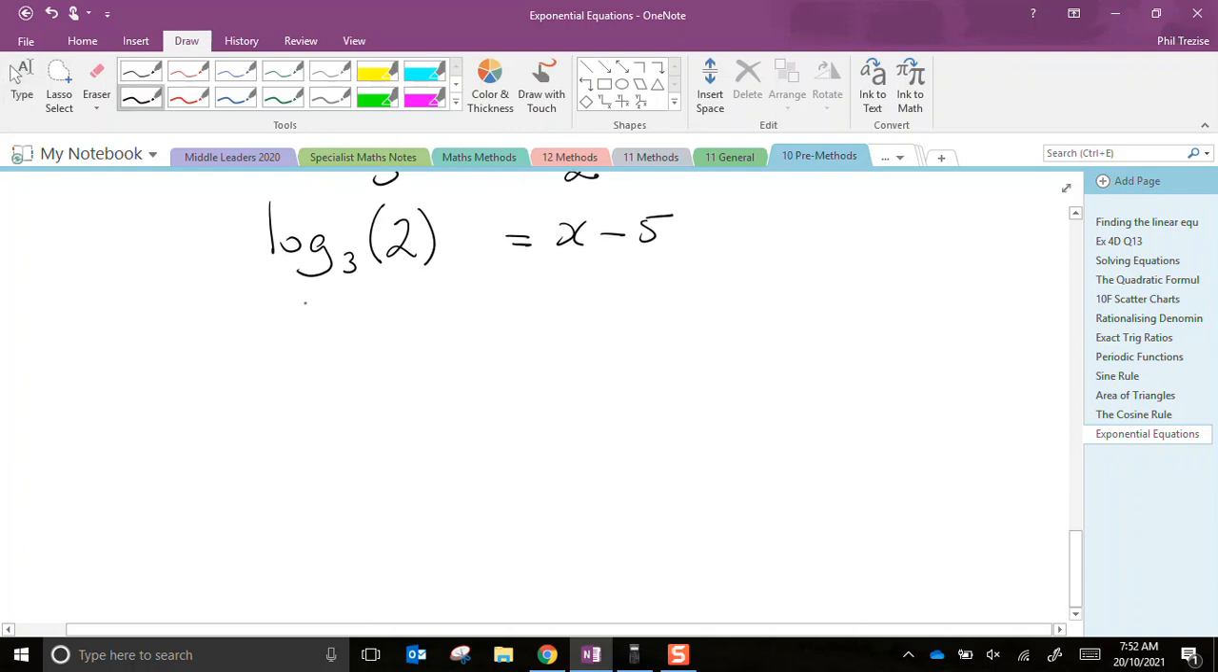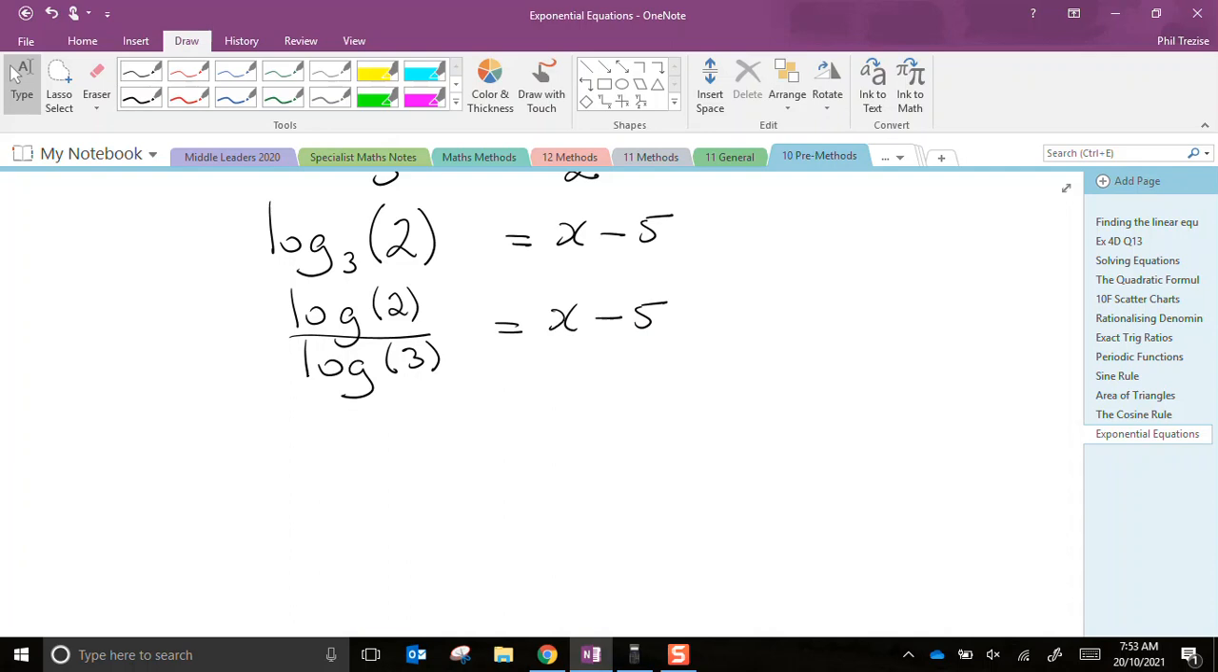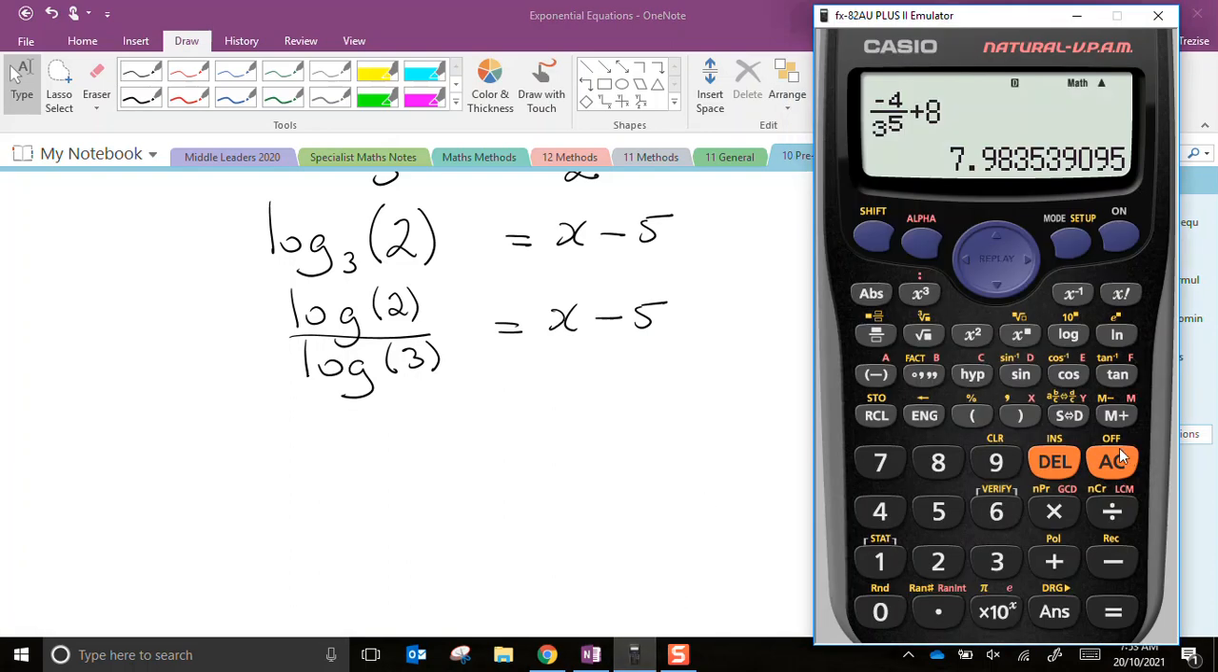On our calculator, you will remember, in order to do this, we have to use common logarithms, base 10 logarithms. So we have to perform the calculation like that. Now let's just get that calculator back. Where did it go? Here we are.